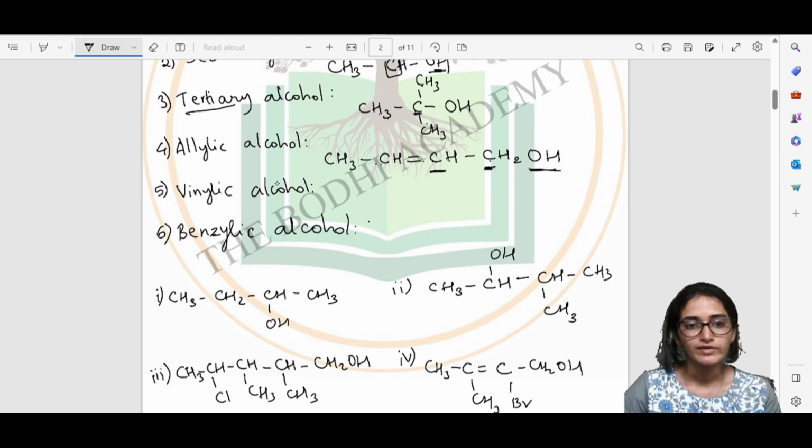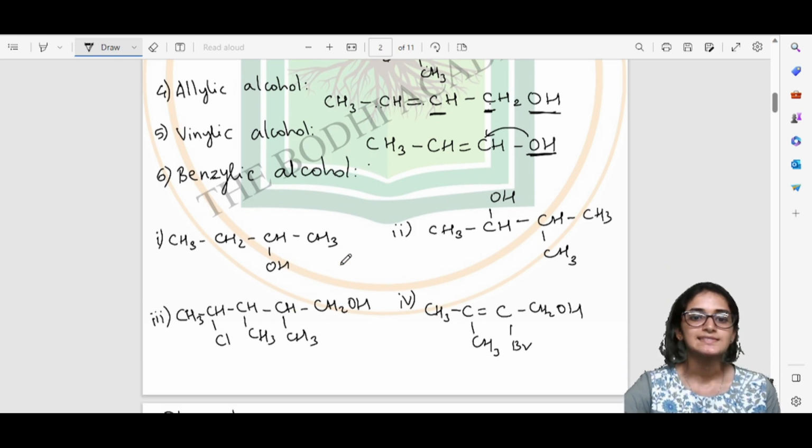Then we will see vinylic alcohol. There is a slight difference here. In vinylic alcohol, the carbon to which the alcohol is attached is itself double bonded. In the first case, the carbon was further attached to a double bonded carbon, whereas here the carbon bearing the alcohol is double bonded. This form of vinylic alcohol is not that stable and not that much preferred, but it is one of the types of alcohols.